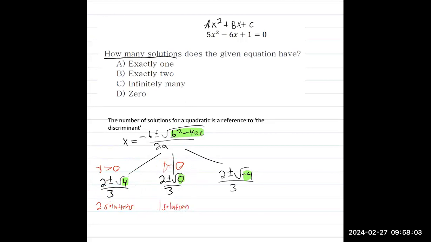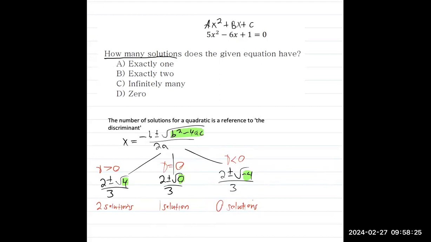And last but not least, in this scenario, we have a negative under a radical. So our discriminant, the b squared minus 4ac, is negative, and that leaves us with no solutions because you can't have a negative under a radical. That would simply be the proverbial no solution situation.